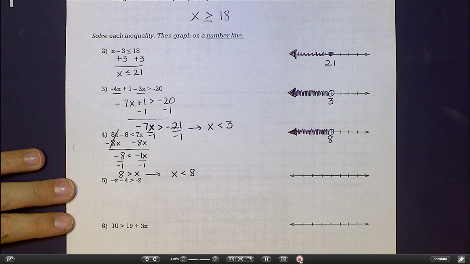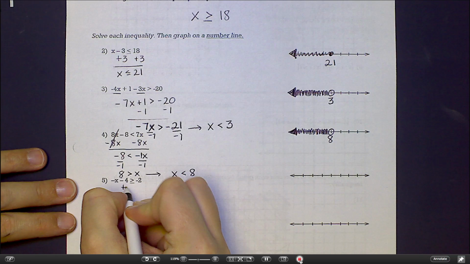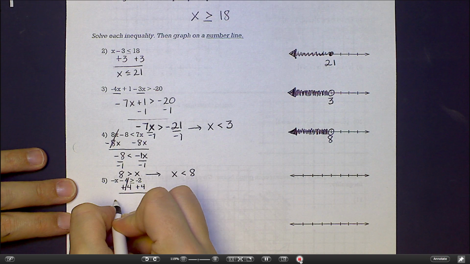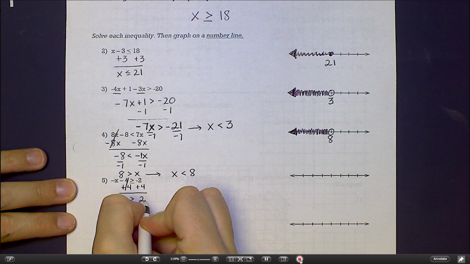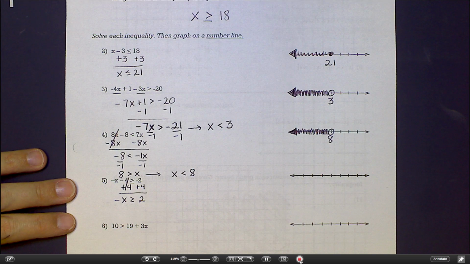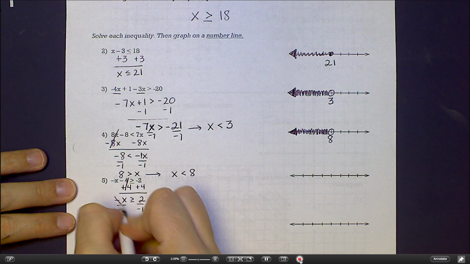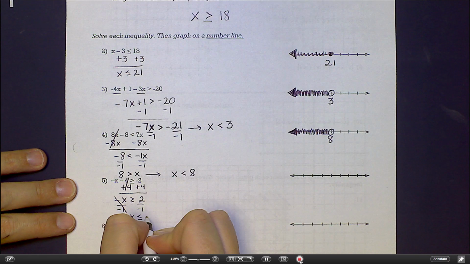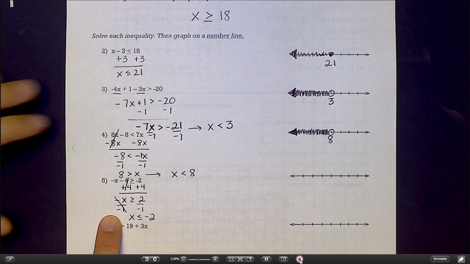All right, number 5. Negative x minus 4 is greater than or equal to negative 2. I'm going to start by getting rid of that negative 4. So when I add 4 to each side, I end up with negative x is greater than or equal to positive 2. Negative 2 plus 4 is positive 2. Again, I'm going to have to divide by negative 1. So those cancel, and I end up with x is less than or equal to negative 2. And again, I flipped that inequality because I divided by a negative 1.